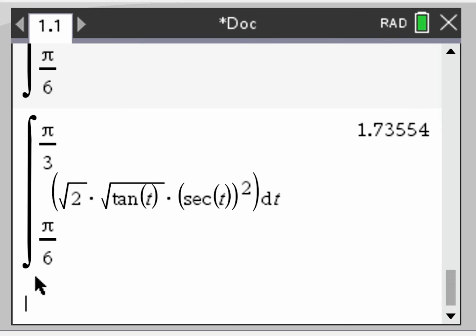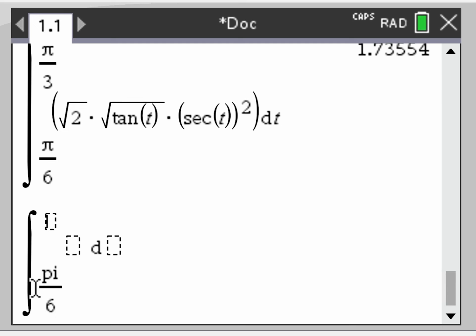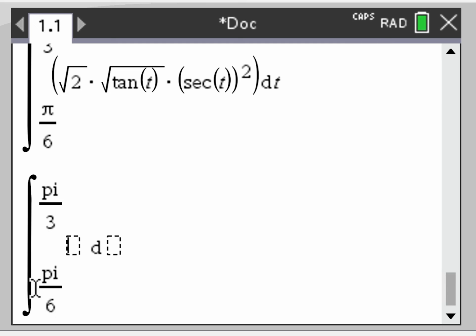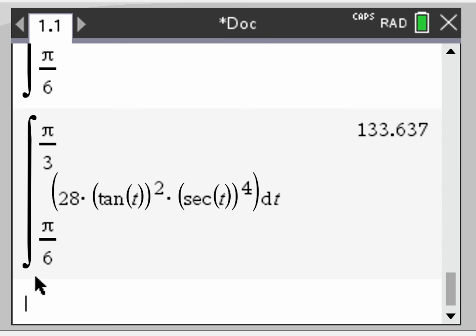So let's try option D now. So that is going to be integral from pi on 6 to pi on 3, and then 28 times tangent of t whole squared, times sec of t to the power of 4 dt. 133. Not this either.